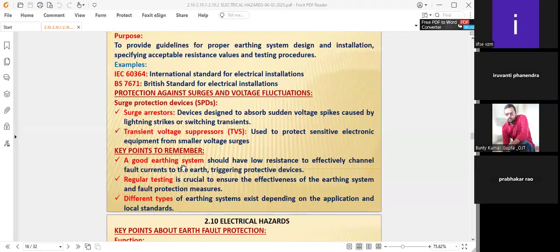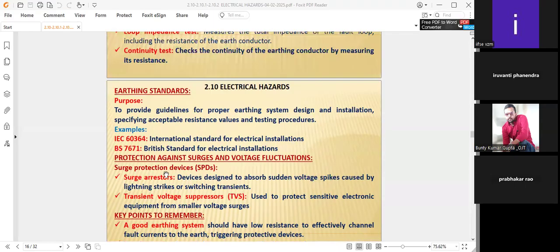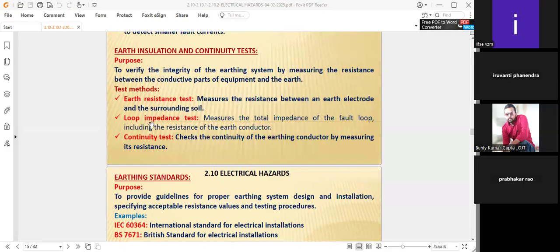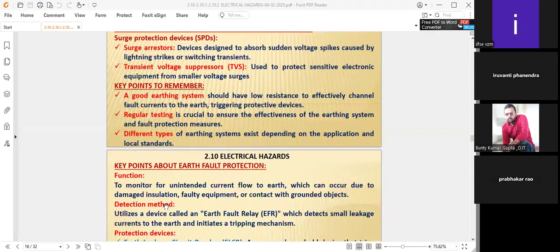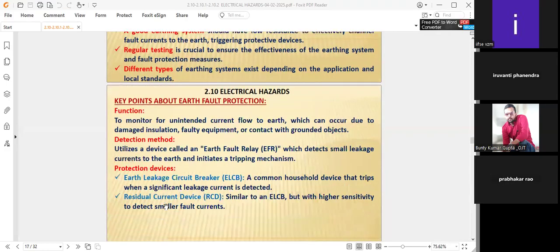Key points to remember: a good earthing system, regular testing, and different types of earthing methods. These are things already discussed with the test methods, the regular testing method, and different types of earthing methods. The functions are already discussed in this.